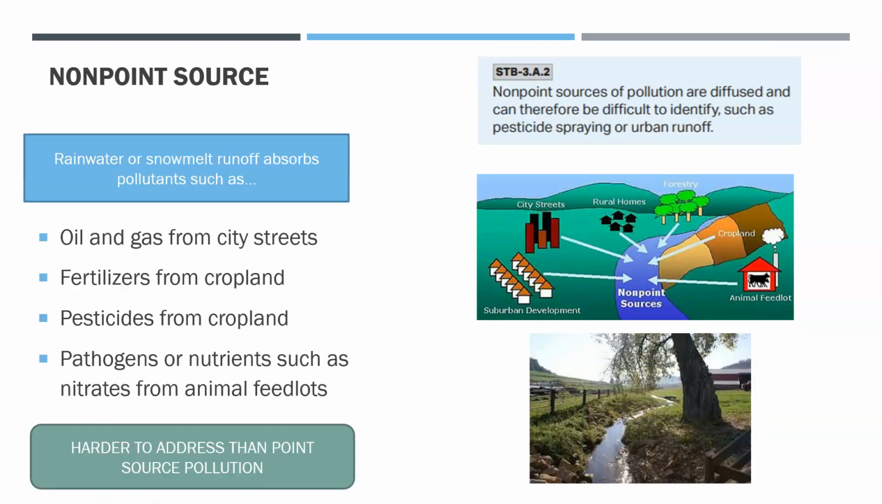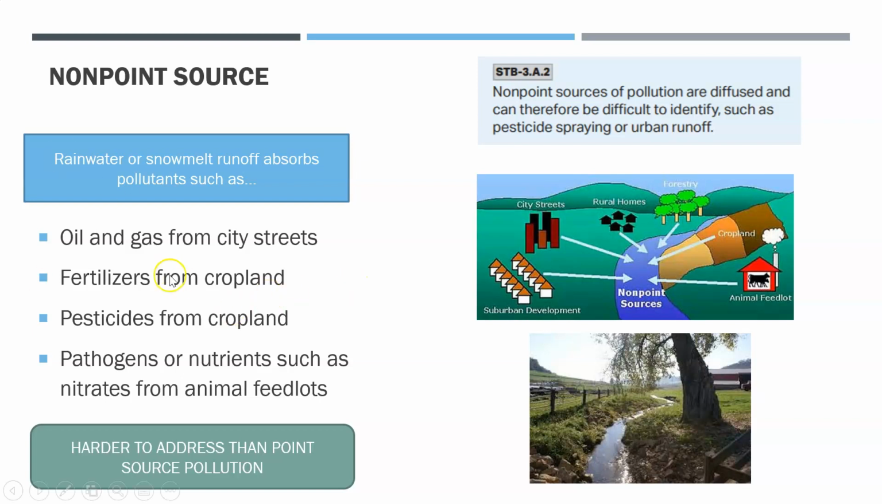On the other hand, we have non-point source. Non-point source pollutions are things that are diffuse, so it can be really difficult to figure out where they're coming from. Examples of this could be oil and gas from city streets, fertilizer put on cropland, pesticides from cropland, pathogens or nutrients such as the nitrates from animal feedlots.